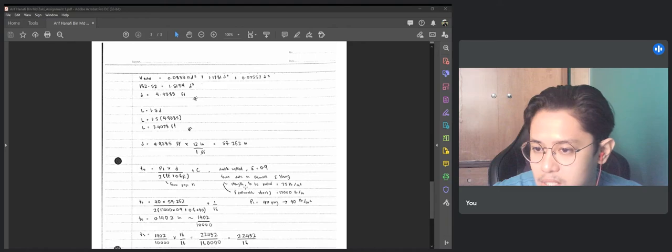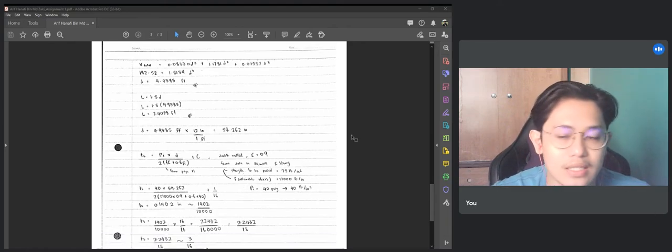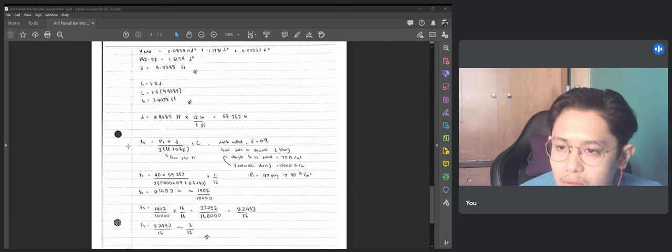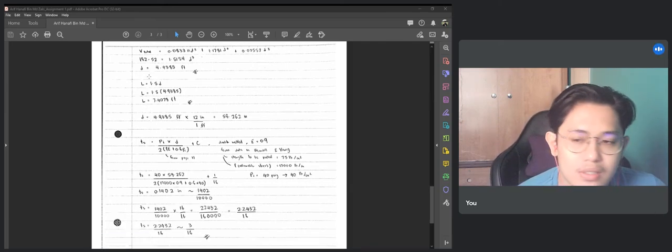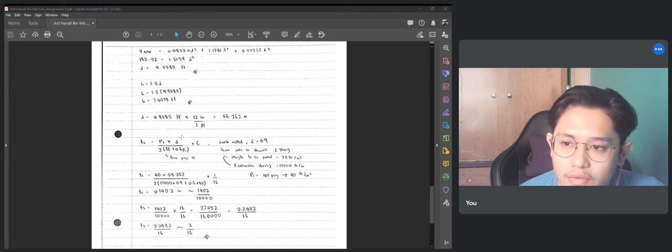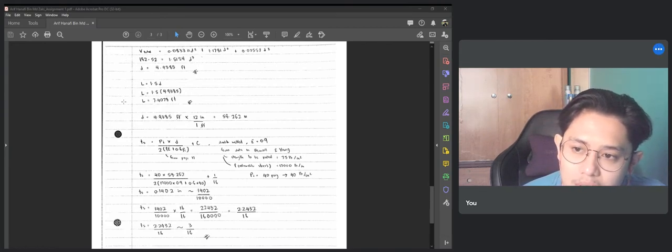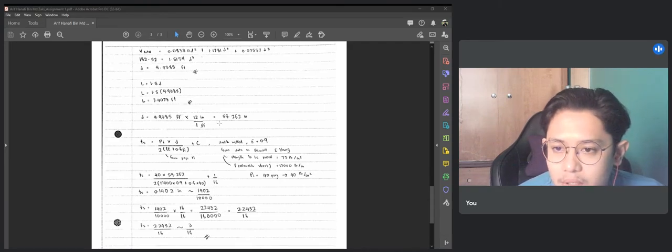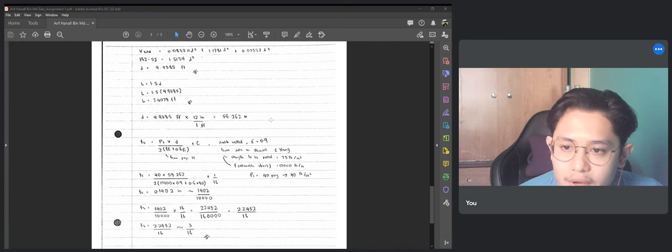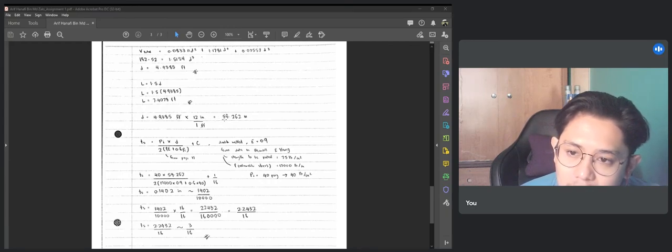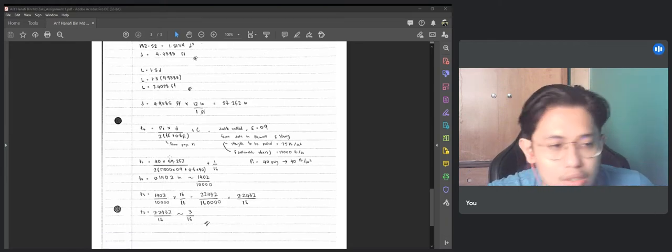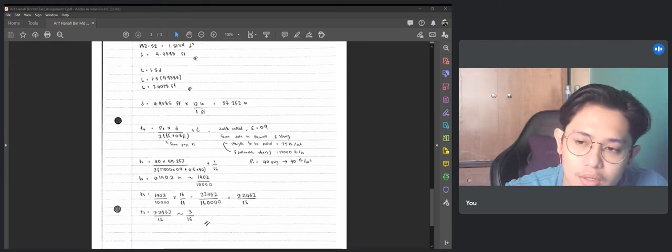The last one is we need to calculate the ts, the thickness. For calculating the thickness, we need to convert the diameter first. The unit feet, we need to convert into inch. So 12 inch equal to 1 feet. So 4.9385 times 12 inch, we will get 59.262 inch.